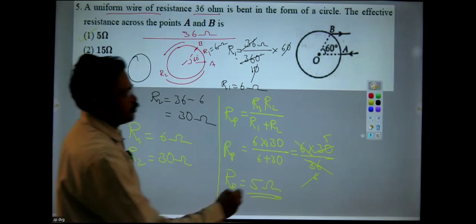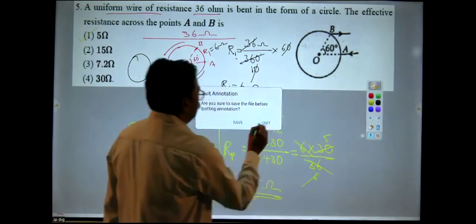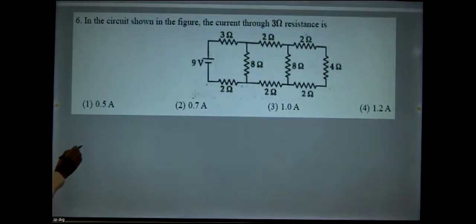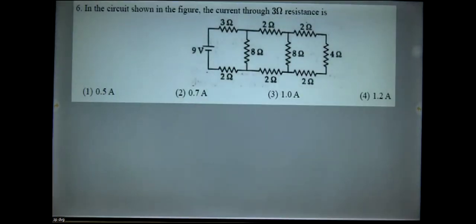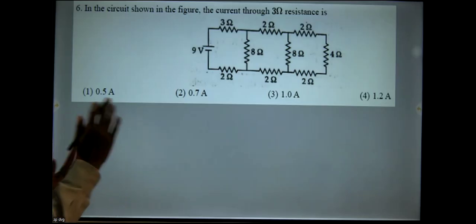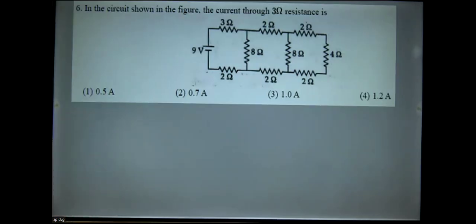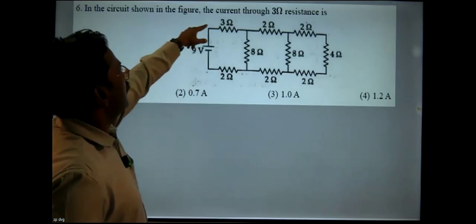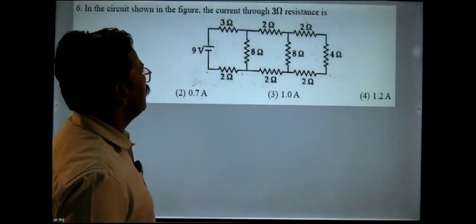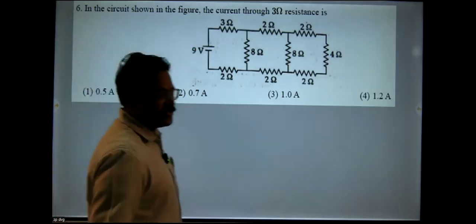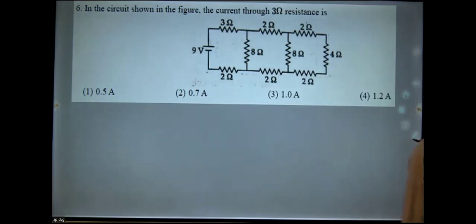Okay, let's move on to the next question. Again, this is another question on network analysis, which can be solved without writing. You do not need to write anything, you can solve it just by looking at the diagram. Let us see what is given in the question. In the circuit shown in the figure, the current through the 3 ohm resistance is? What is the value of current through this 3 ohm resistance? How much current flows through this 3 ohm resistance? That's what you need to calculate.